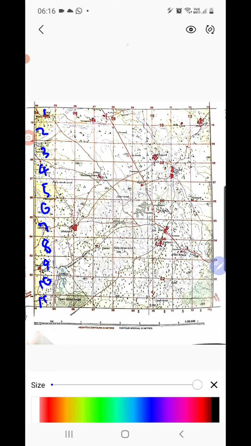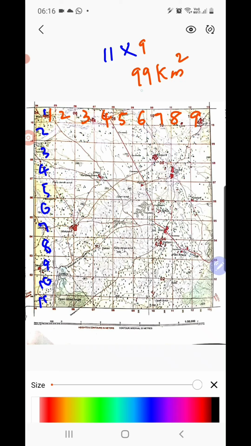1, 2, 3, 4, 5, 6, 7, 8, 9. So 11 into 9. So how much is it? 99 square kilometers. This is the area of the total map extract. So I hope that you understood how to find the area.